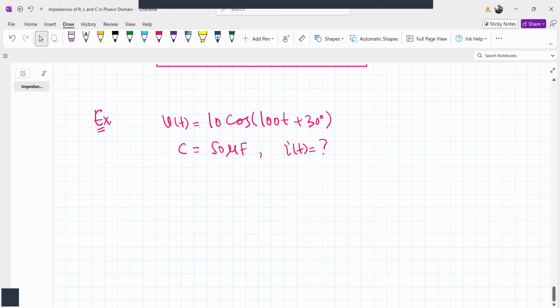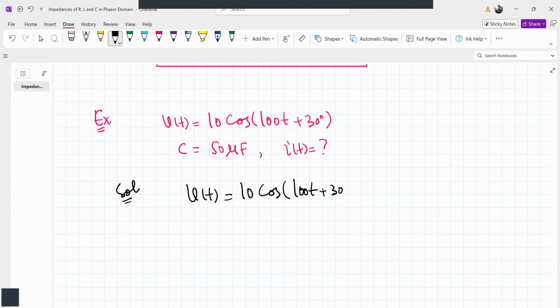So first let's apply the phasor equation. V of t is 10 cos of 100t plus 30 degrees.